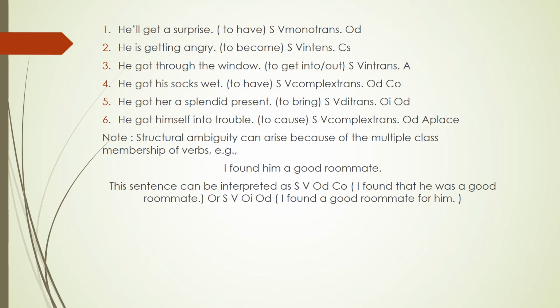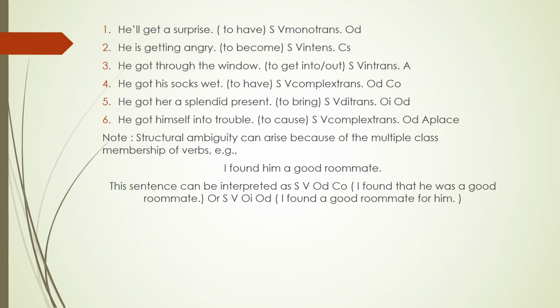Or it can be interpreted in another way, with him as the indirect object and a good roommate the direct object. So we have here two objects referring to two different people, and in this case this sentence belongs to pattern number six. If you remember, I can say the sentence another way by changing the indirect object into a prepositional phrase when I say, I found a good roommate for him.